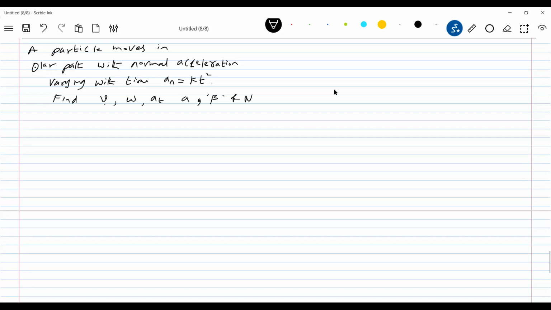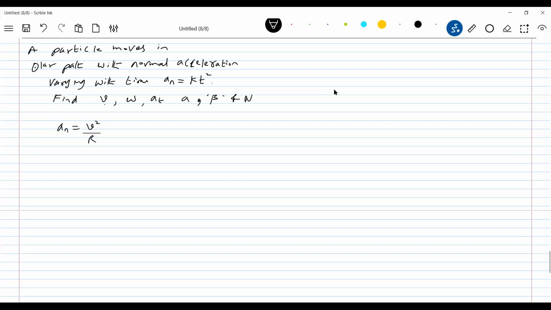What is A normal? What is the basic definition? A normal, what does A normal say? A normal is equal to V square by R, where R is the radius of the circular path.